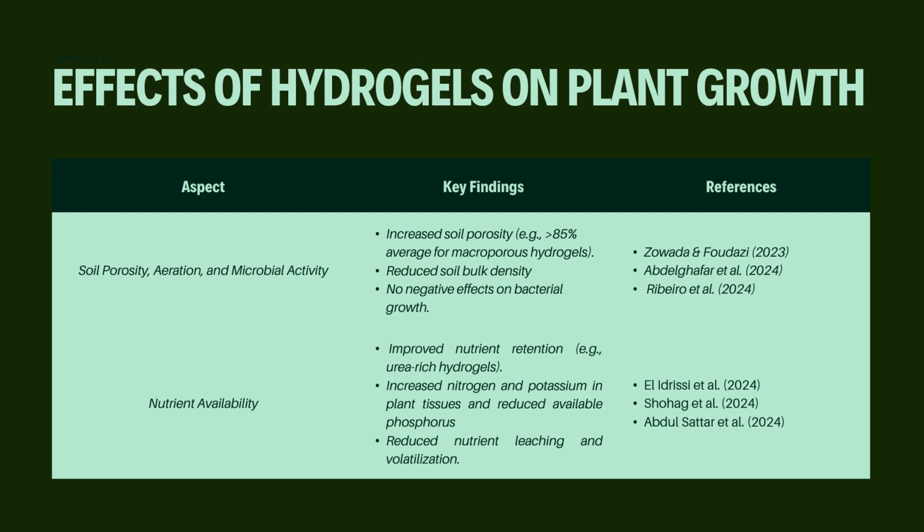In terms of nutrient availability, for example, Shohaj in 2024 found an increase in nitrogen and potassium in plant tissues. However, he found a reduction in available phosphorus.